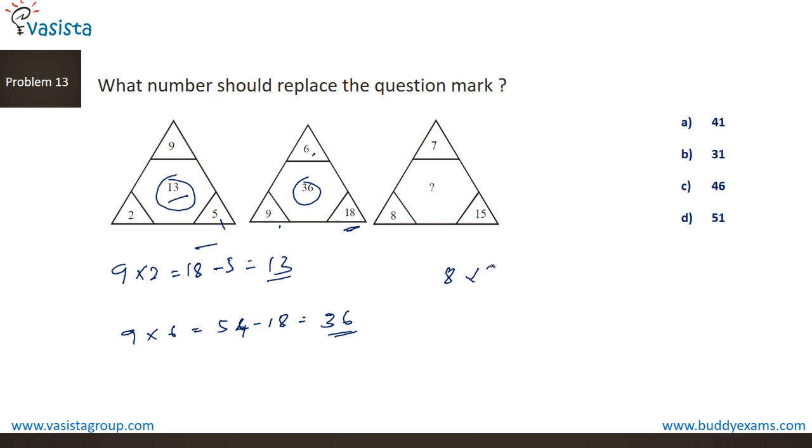8 into 7, which is 56 minus 15, 41. The answer is 41.